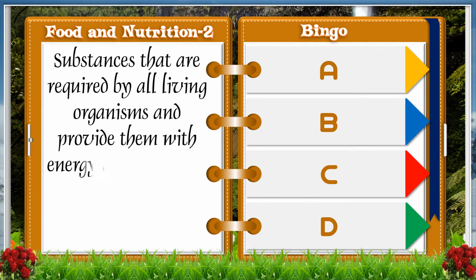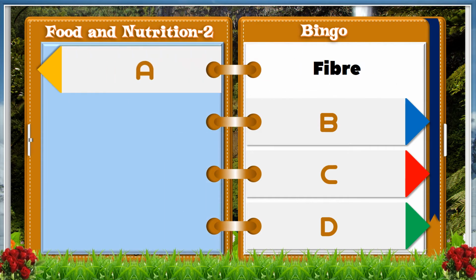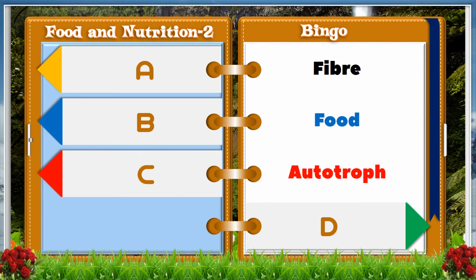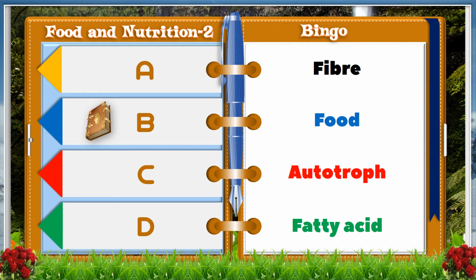Substances that are required by all living organisms and provide them with energy and material for growth and repair of cells, tissues, and organs. A, fibers. B, food. C, autotroph. D, fatty acid. And the answer is B, food.